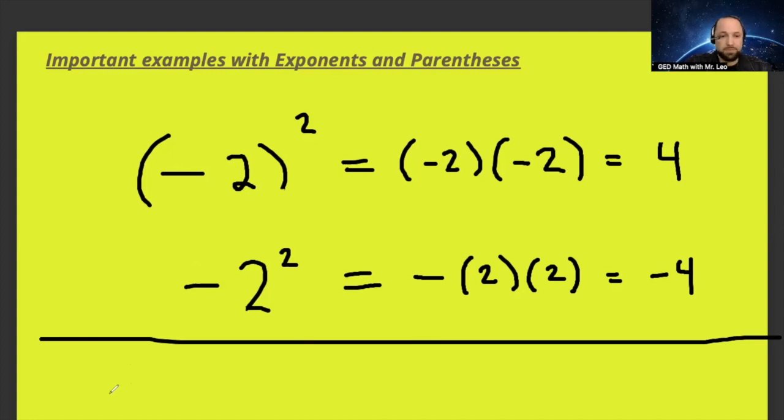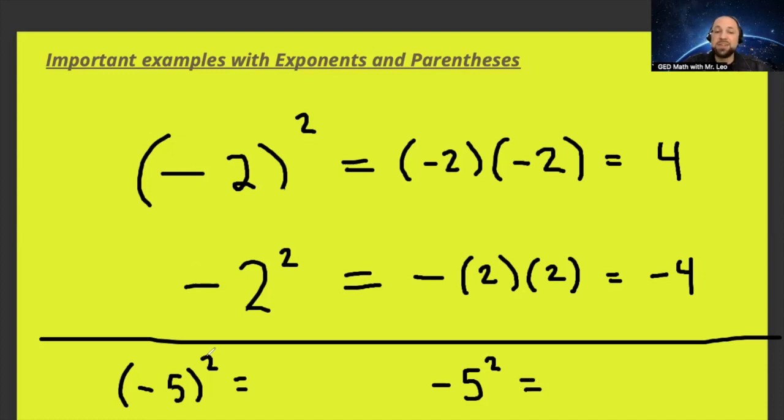Here's another example. -5 to the second power versus -5 to the second power. When I speak it out loud, I said almost the same thing. But when you look closely, you see the difference.